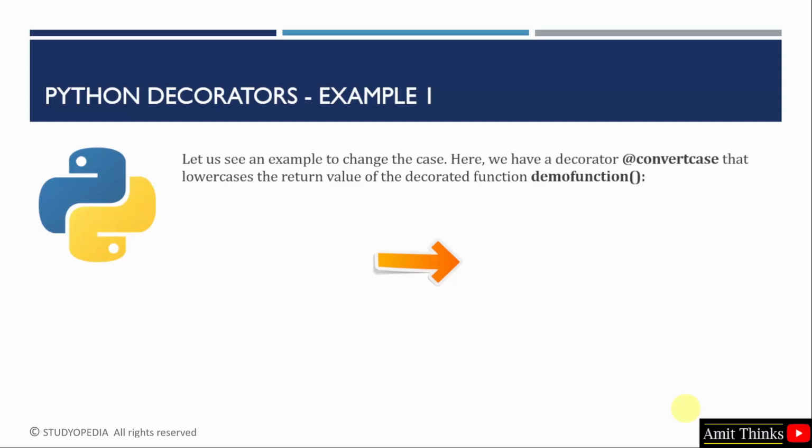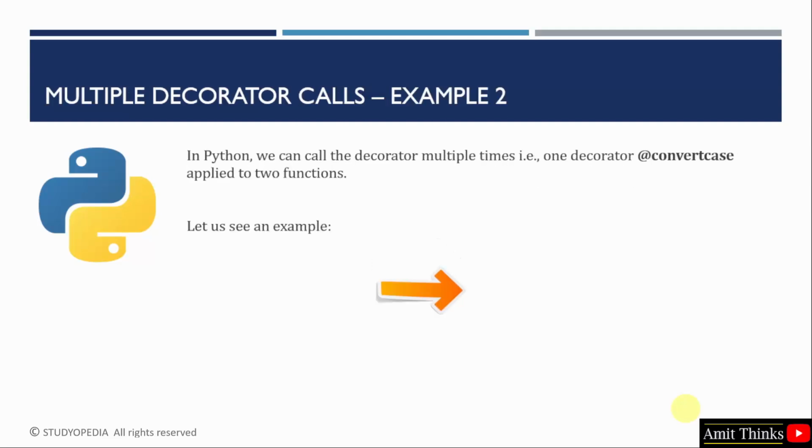So this was our example. Now let us see example 2, in which we will call the decorator multiple times. That is multiple decorator calls. This means one decorator is applied to two functions. So we will take the same example, convert case.